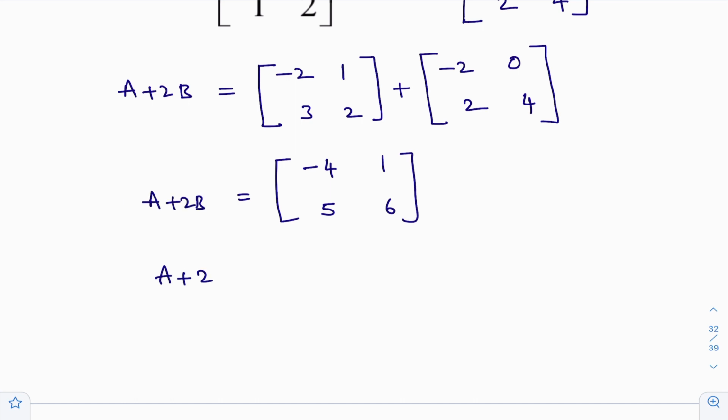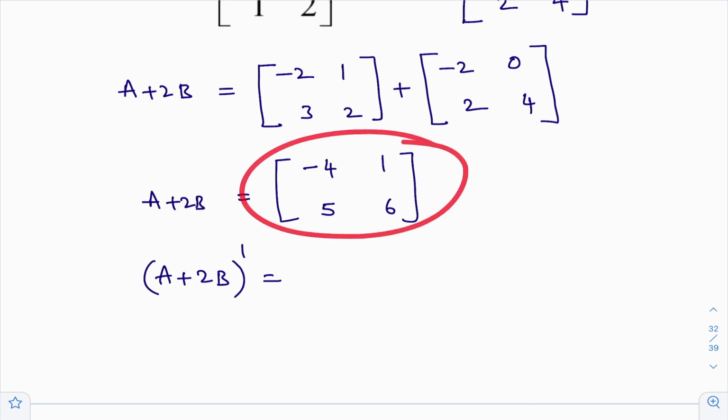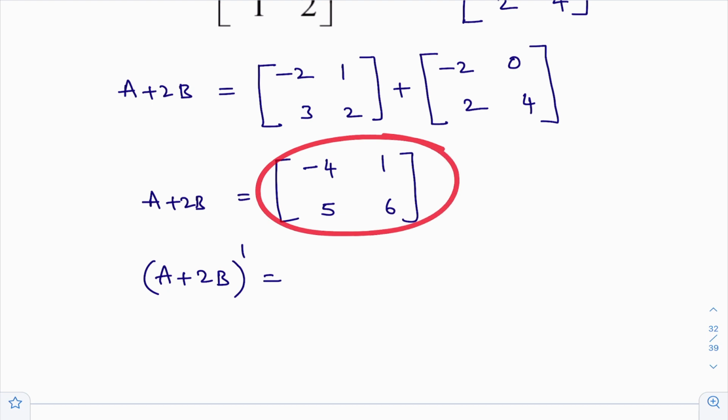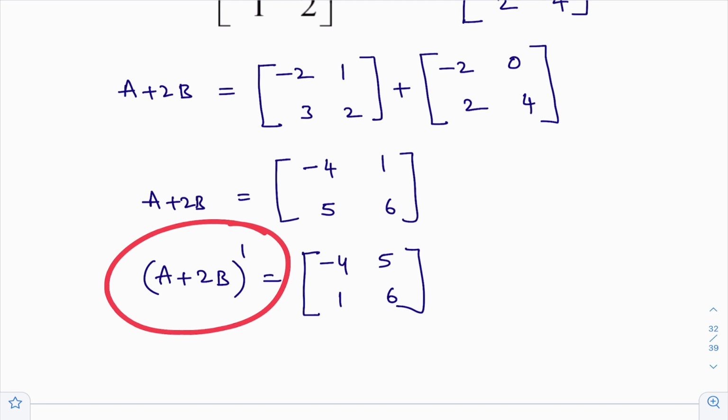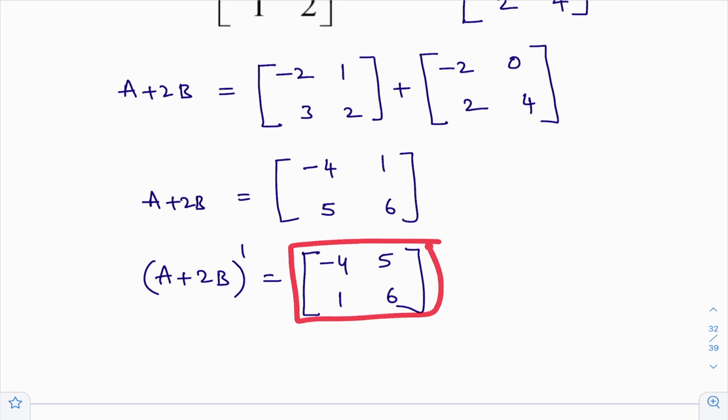Now you calculate A plus 2B whole transpose. Transpose of this matrix, how to calculate? You write first row as first column, minus 4, 1. You write second row as second column, 5, 6. So we calculated A plus 2B whole transpose. What is the answer? Answer is minus 4, 5, 1, 6. I hope you understand this.